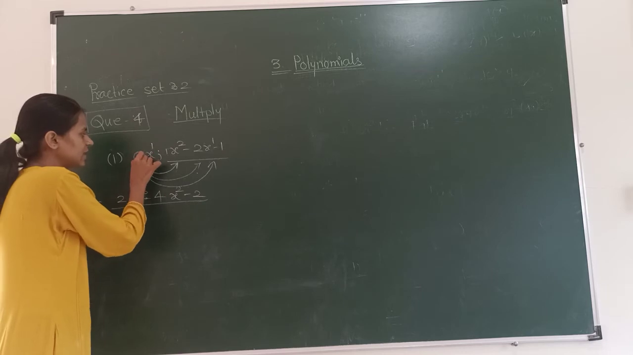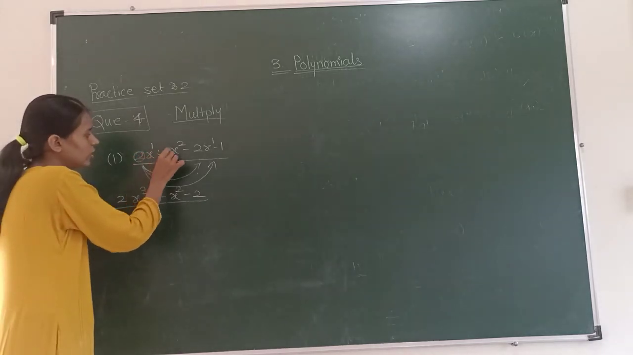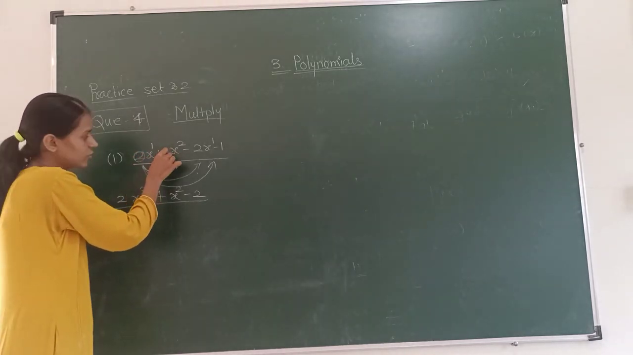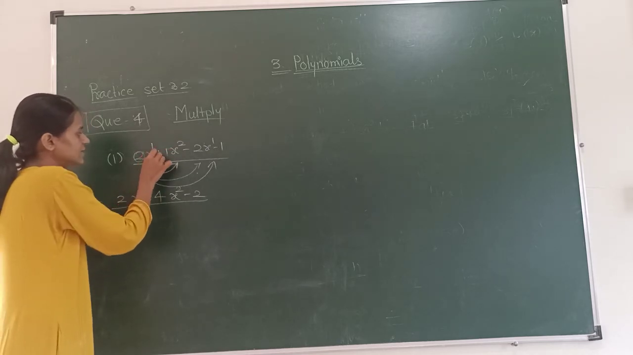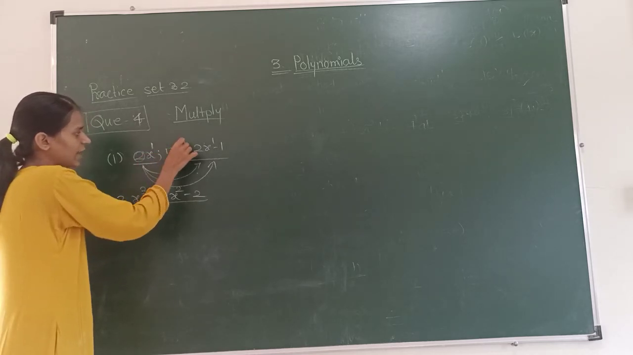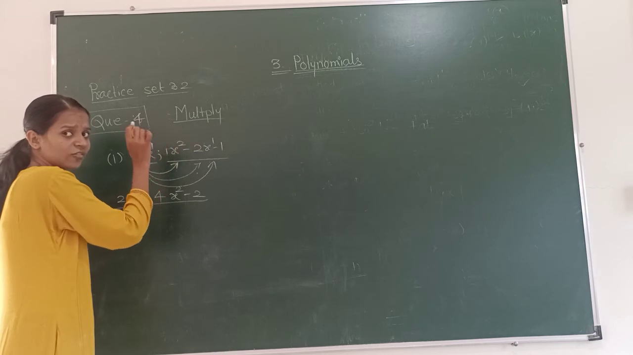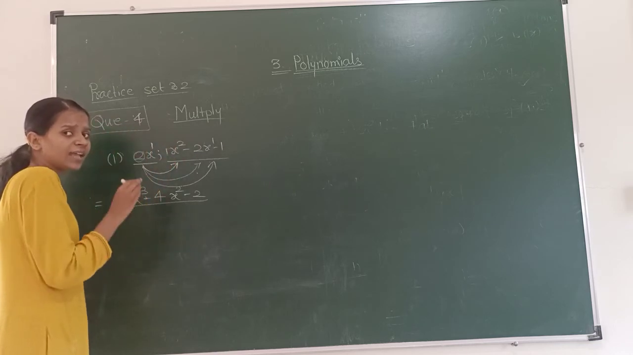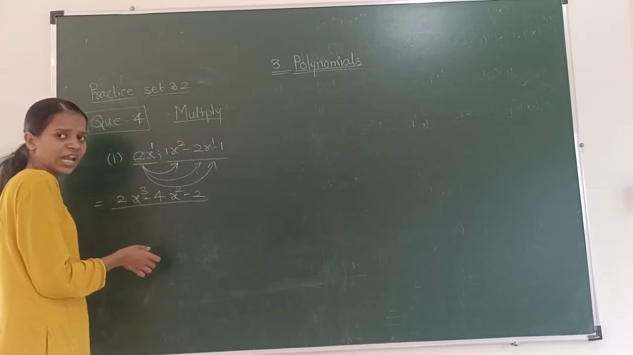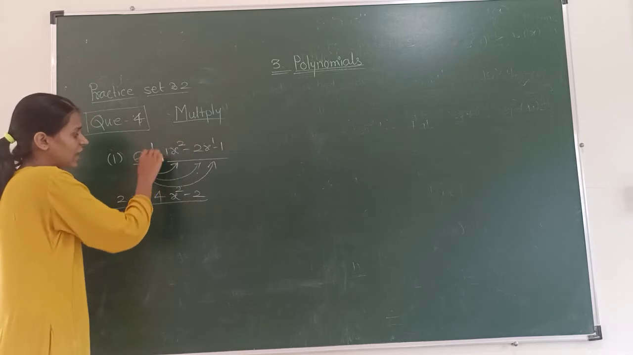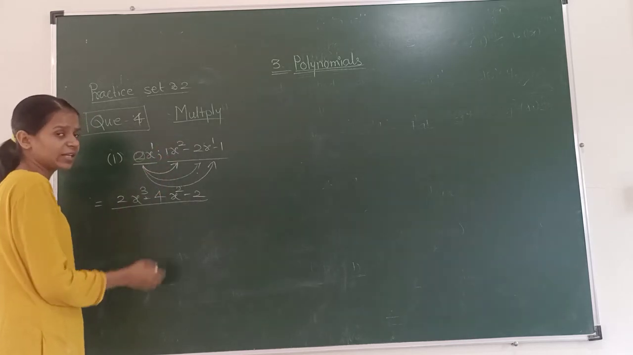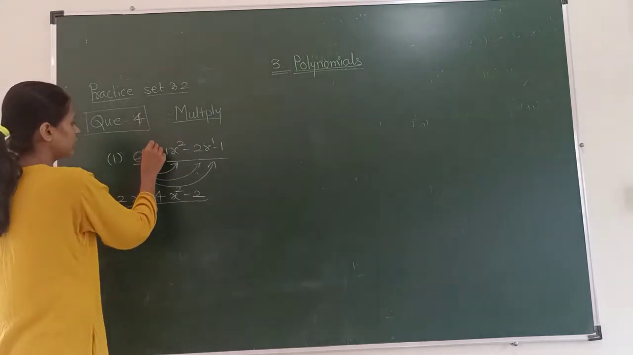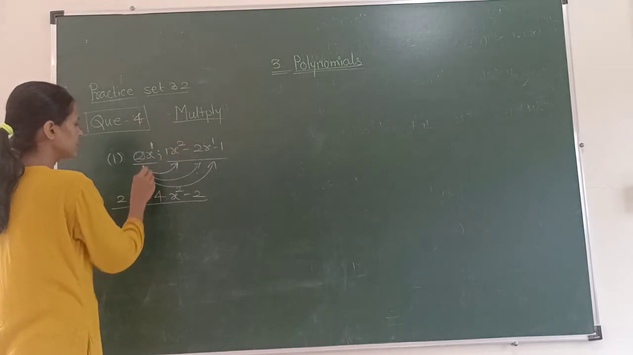2x, we are just multiplying by coefficient 2. 2 into here, the coefficient is nothing, that is 1. 2 into 1 is 2, and this is x power 1 and x power 2. We are using rules of indices. Don't do it like addition or subtraction. In addition and subtraction we write them commonly, but we are multiplying here. We are using rules of indices. 2 plus 1 is 3.